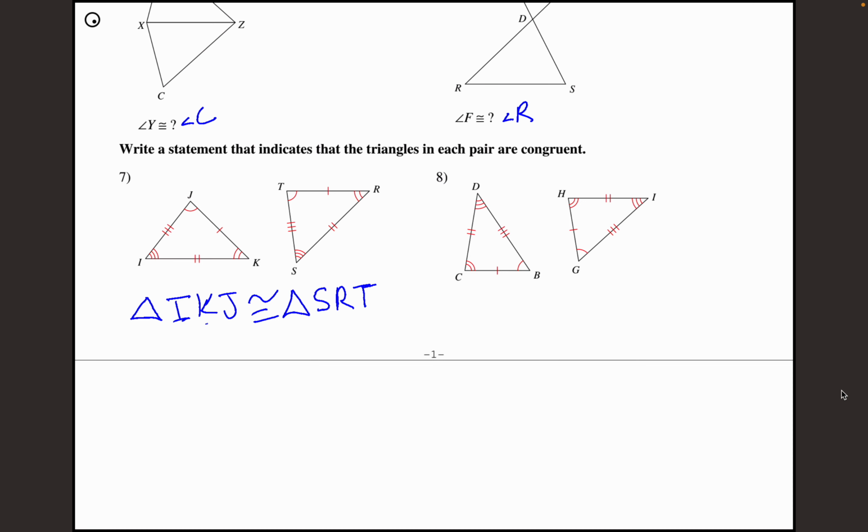Now, if you had a different answer, maybe you had KIJ. Then you would have to have RST. Okay? Maybe you had JKI. All right? Then you would have to have TRS. Okay? You see how there can be multiple different ways? As long as those angles match correctly. Okay?